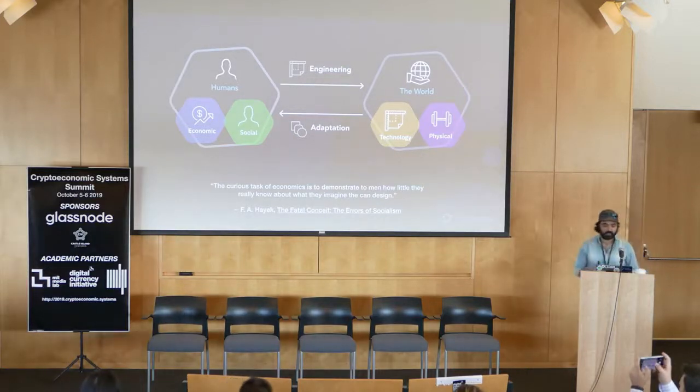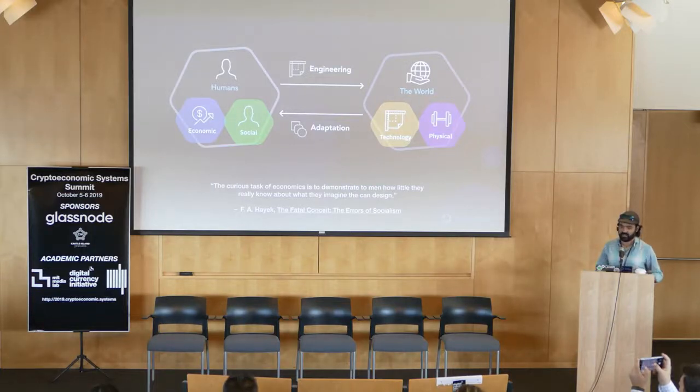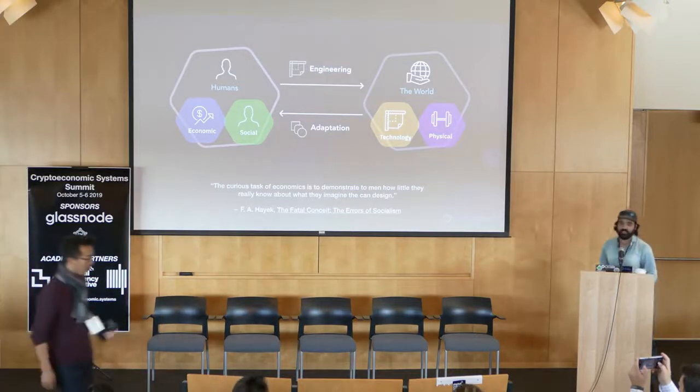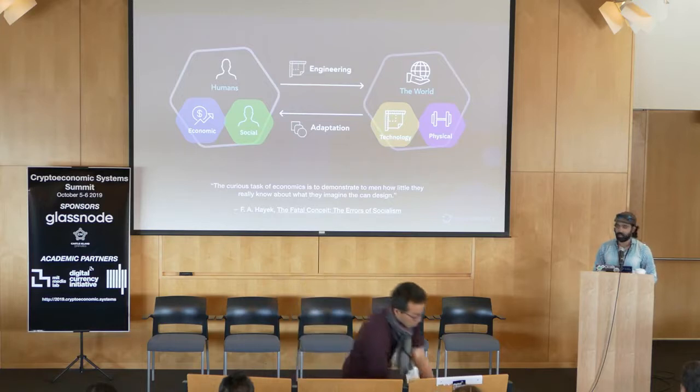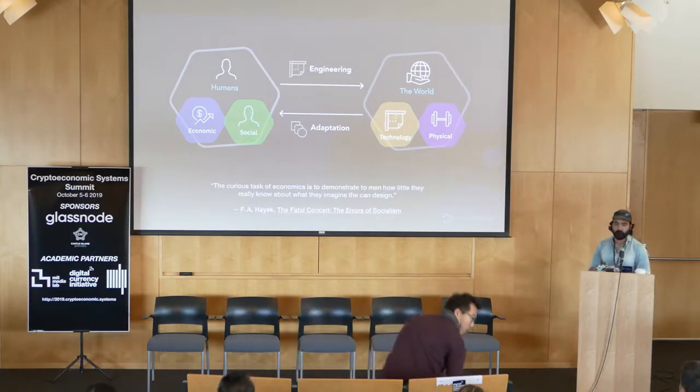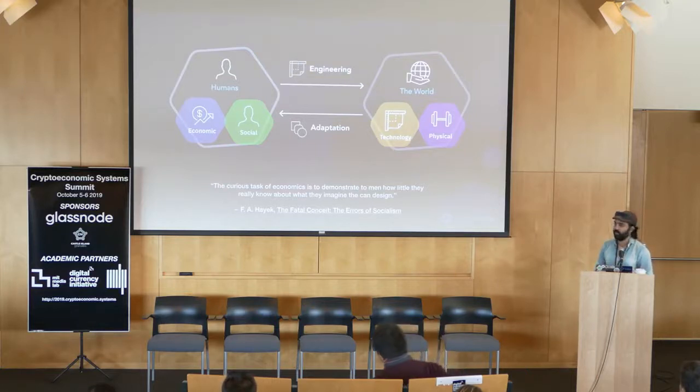We have these human, social, and economic systems that are us, and we make stuff. And that changes the nature of the world that we're in, and then we adapt to that. And this is very evident in the cryptoeconomic space because we literally see people modifying the rules of how they interact with each other. And this can be by building a new crypto network. This can be by adding a smart contract to an existing one. And we'll see some examples of that today.